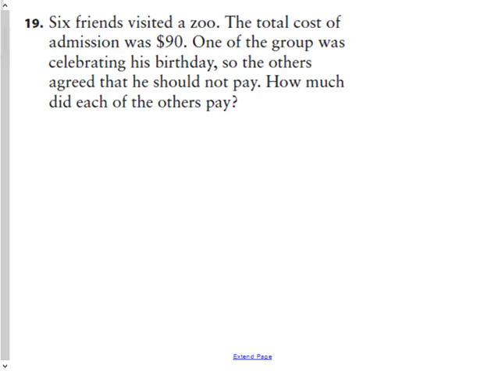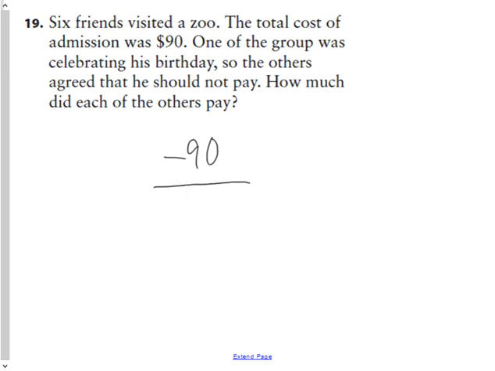Question 19, 6 friends visited a zoo. The total cost of admission was $90. One of the group was celebrating his birthday, so the others agreed that he should not pay. How much did the others pay? So we have a cost of negative $90 to go to the zoo. It's going to cost $90, so we're going to express that as the integer negative 90.